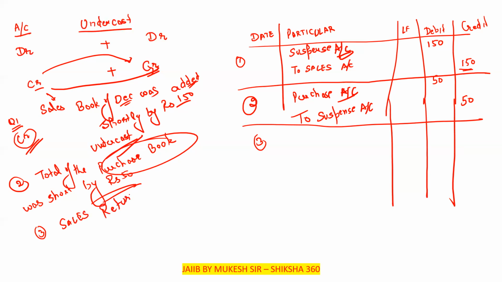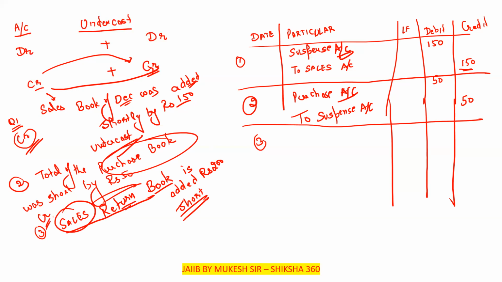return book. Clear? Sales return book. These are also words present in your book also. Clear? Sales return book is added short by rupees 200. Clear? So sales return book. Sales basically we know that it is always a credit account. So here it is sales return. So just reverse that, basically it is debit.